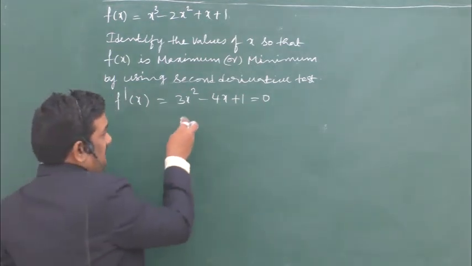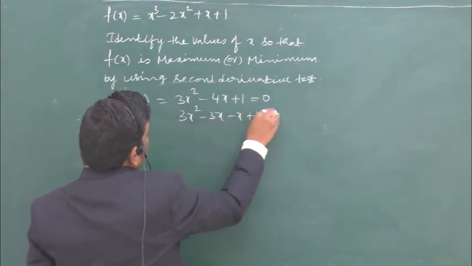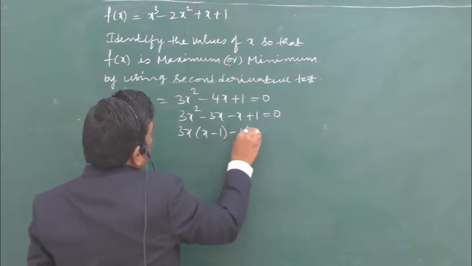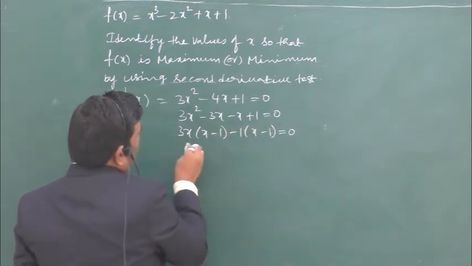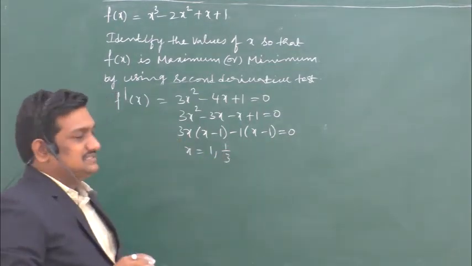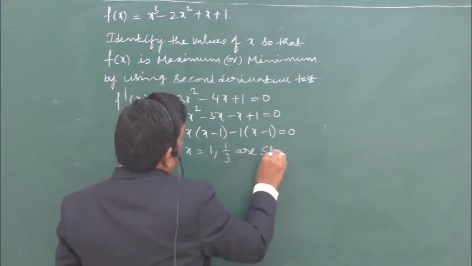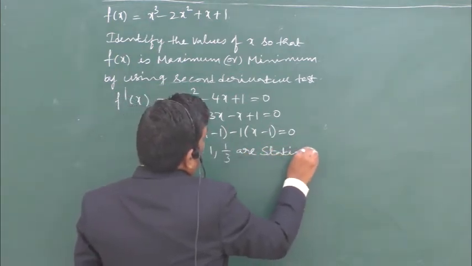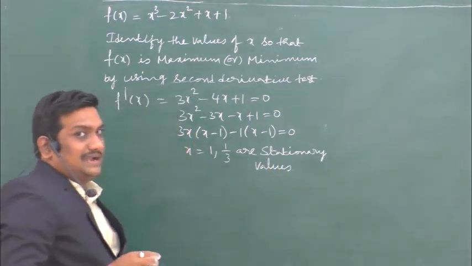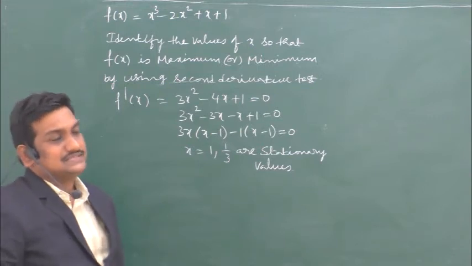It is 3x square minus 3x minus x plus 1 equals to 0. Taking 3x common, x minus 1, taking minus 1 common, x minus 1, equals 0. So x values are 1 and 1 by 3. Okay. So these are called stationary values or critical values. Now at these values, the maximum or minimum may or may not exist.